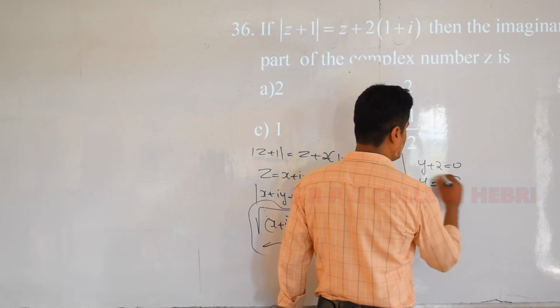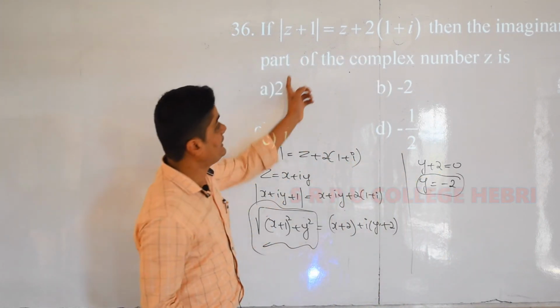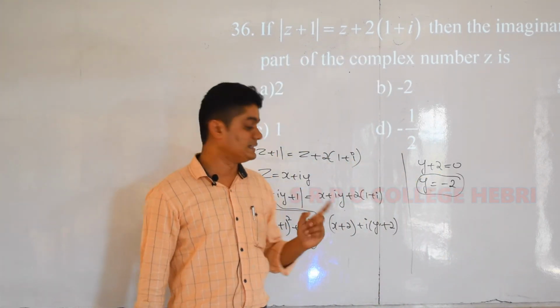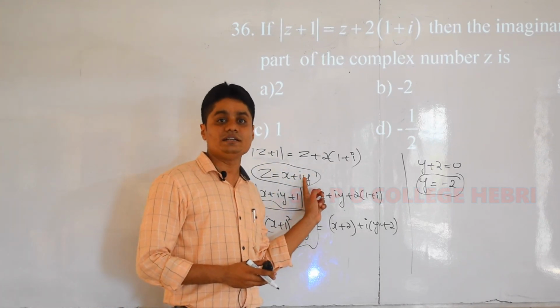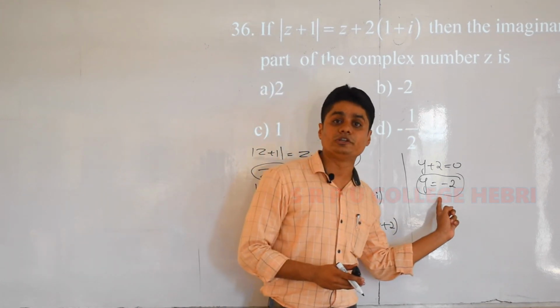So y is equal to minus 2. What did they ask in the question? The imaginary part of the complex number z. How did we take z? We took z is equal to x plus iy. So what is the imaginary part of z? Y. And what did we get? Y equal to minus 2.